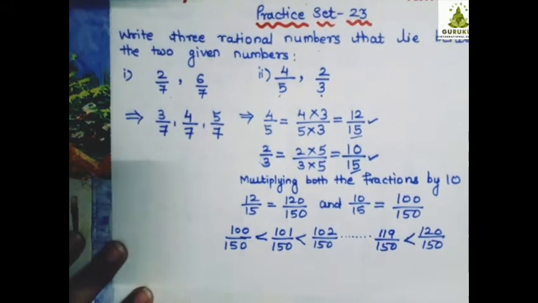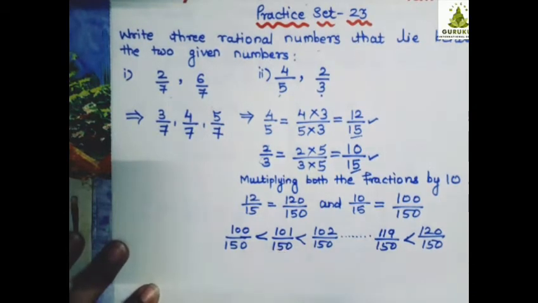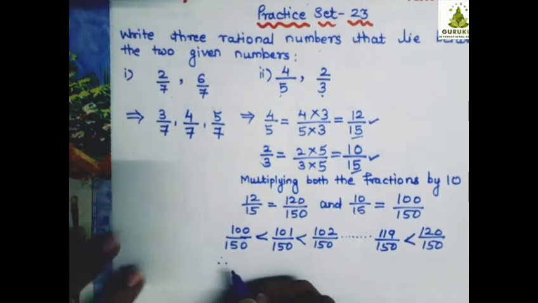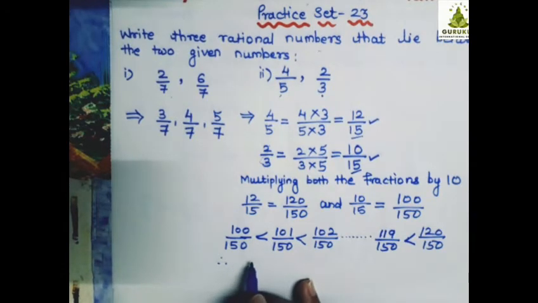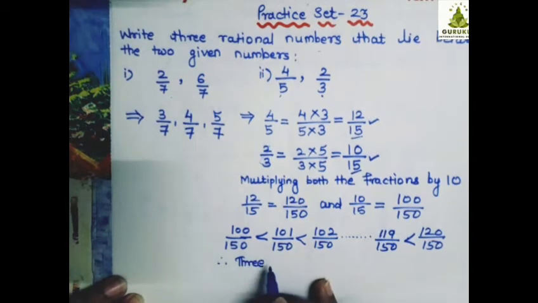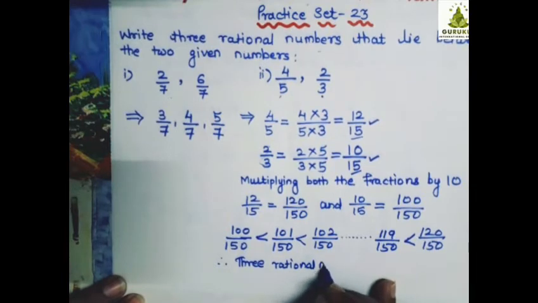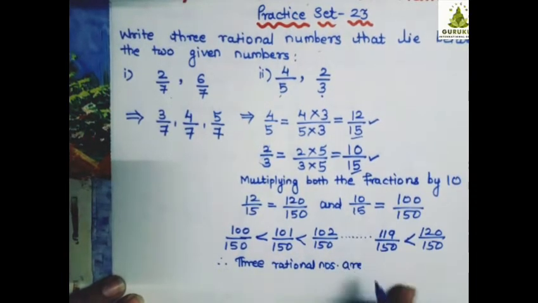Suppose I am solving the paper, I will fill in the numbers 101, 102, 103. You may think it may be 117, 118, 119. So it's up to you. From 101 to 119, any three rational numbers you can write. Therefore, what final answer can we write? Any three rational numbers, you can write in that way. No need to write the whole full statement.